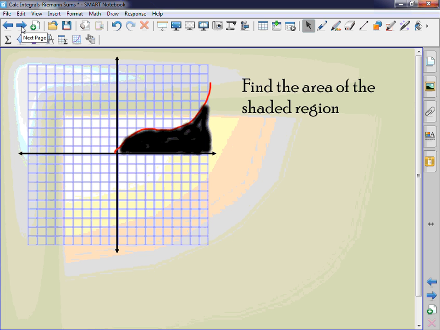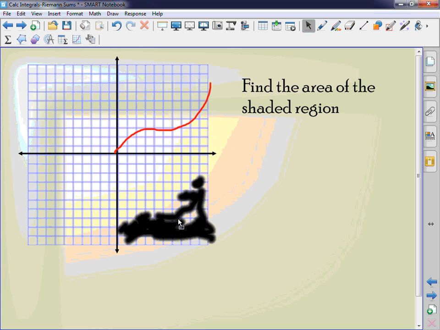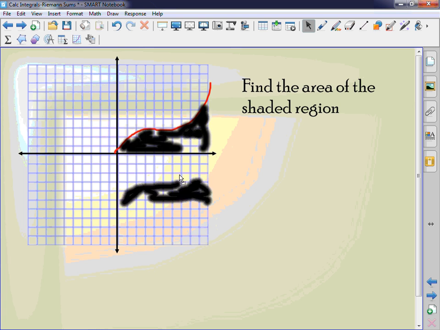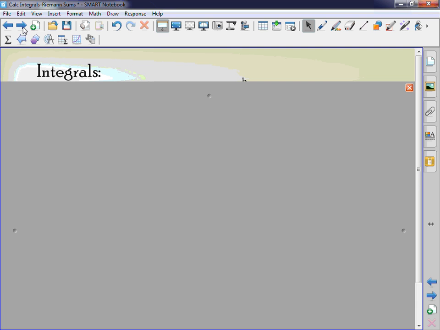How about this one? Find the area of that shaded region. You've never done this before. This shaded region is just the area underneath that curve. That's just a normal function, right? What we're going to do is find the area that's underneath curves. These are called integrals.